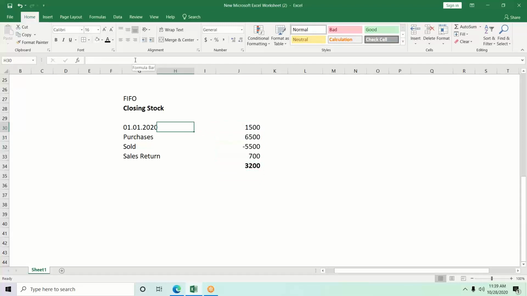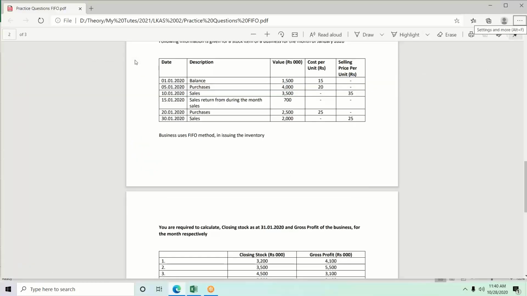By the time you start the month, you had 1,500. During the period, you have purchased 6,500 units. And you sold 5,500 units. But out of that 5,500, there was a return of 700. So closing stocks in units, how many? 3,200. Closing stocks in units, 3,200.